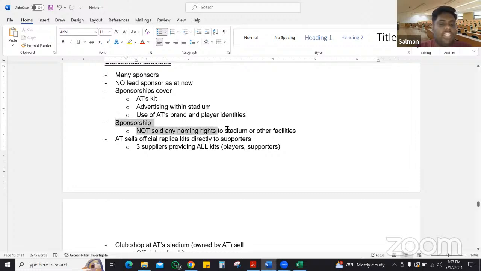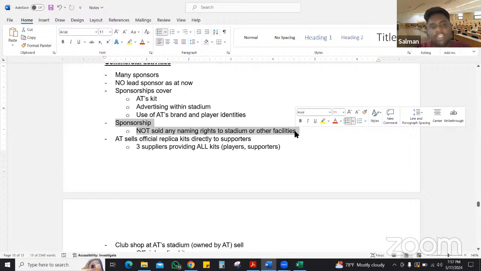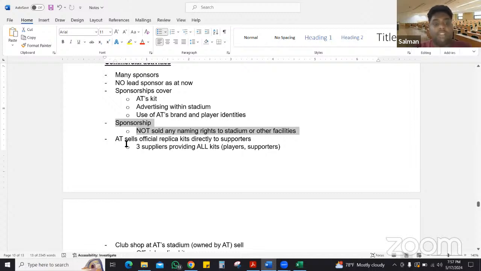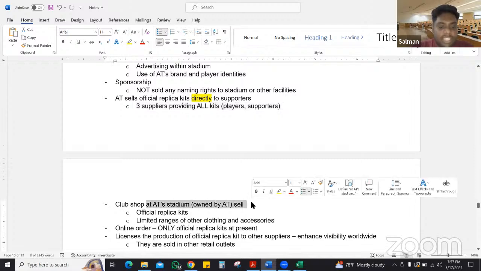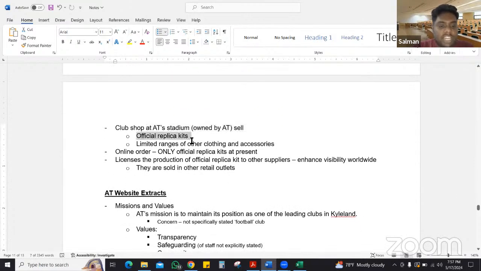Sponsorship: they have not sold any naming rights to the stadium or other facilities. They have not sold the naming rights of the stadium to any company. AT sells official replica kits directly to supporters. There are 3 suppliers who produce the kits. These 3 suppliers produce all the kits, player kits, supporter replica kits, everything. The club shop at AT Stadium is owned by AT. What do they sell? They sell official replica kits and also limited ranges of other clothing and accessories.